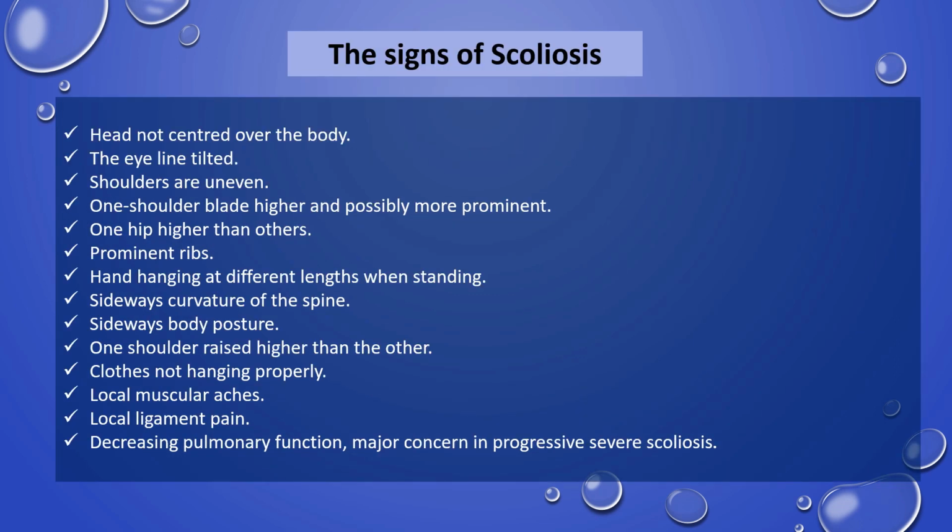The signs of scoliosis. Head not centered over the body, the eye line tilted, shoulders are uneven, one shoulder blade higher and possibly more prominent, one hip higher than others, prominent ribs, head hanging at different lengths when standing, sideways curvature of the spine, sideways body posture, one shoulder raised higher than the other, clothes not hanging properly, local muscular aches, local ligament pain, decreasing pulmonary function, a major concern in progressive severe scoliosis.